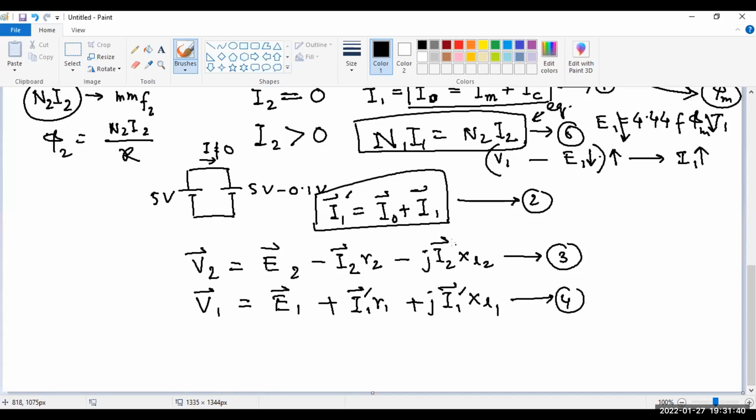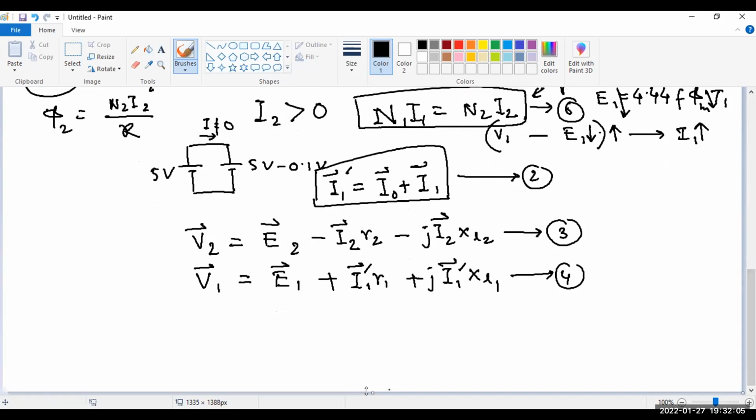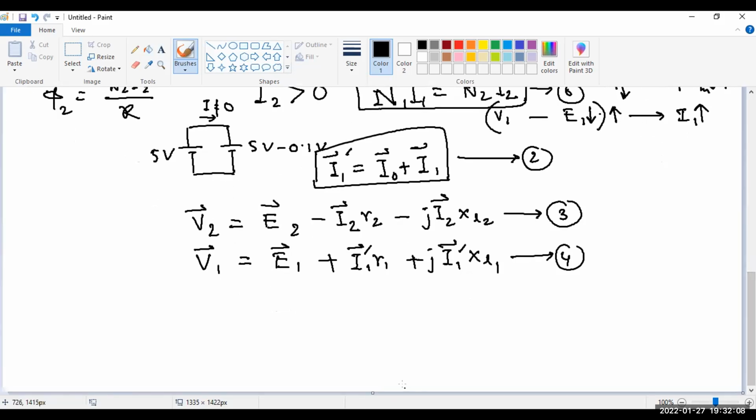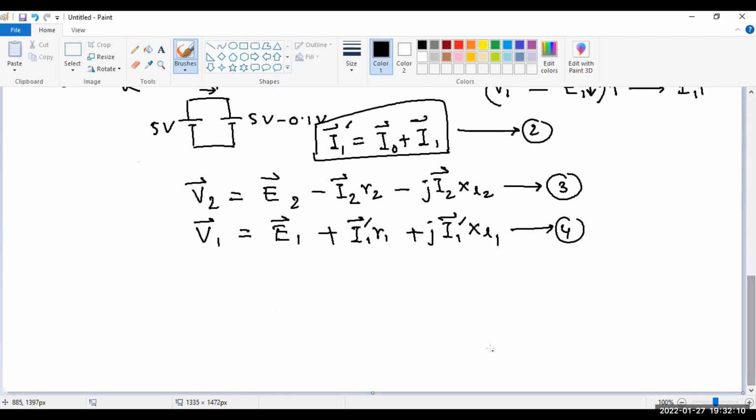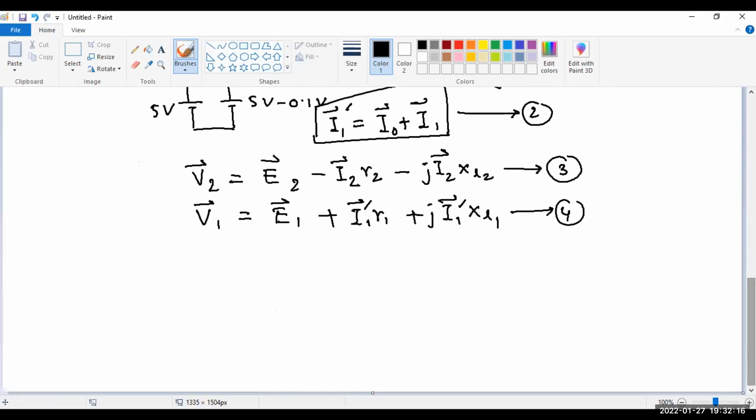Yes, that will be net primary current. Okay. Acha, one thing I'm just asking you, can you draw a circuit as per the equation number 4? You just try to draw a circuit as per equation number 4. Suppose you have the equation and you have to draw the circuit. Can you draw?